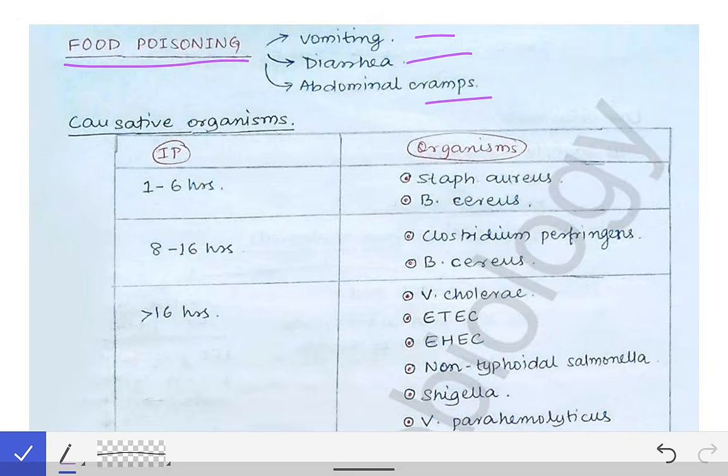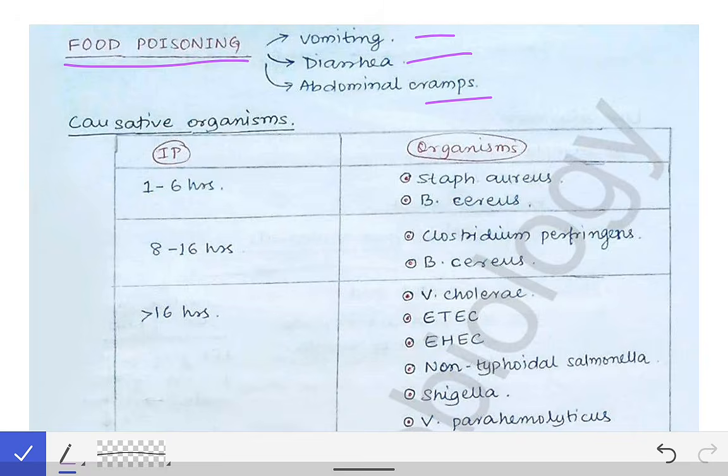On history taking, you get to know that they had all been at the same marriage party or the same birthday party, and from there they are coming with all these complaints. So how are you going to approach this case? In that case you have to diagnose it as a case of food poisoning and then answer all the questions sequentially. First of all, they may ask you what the causative organisms are in that particular clinical scenario.